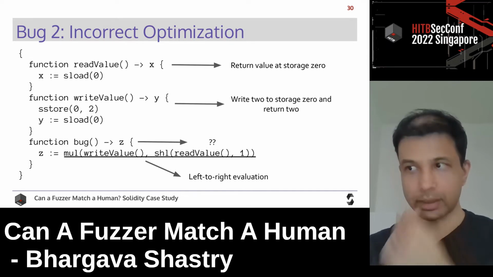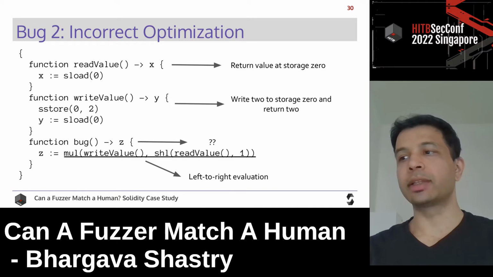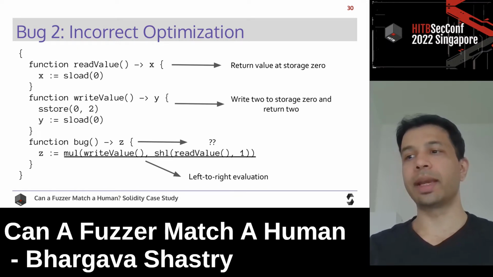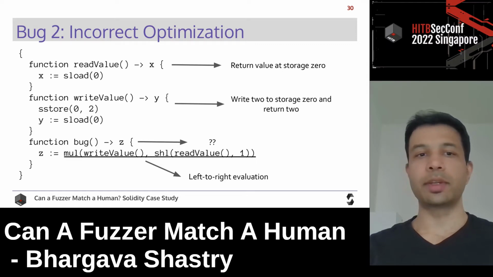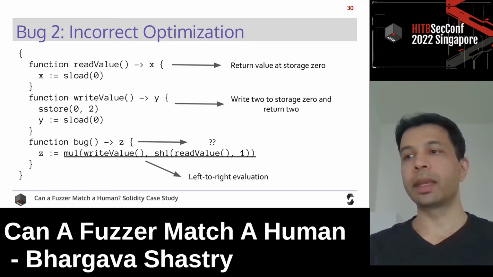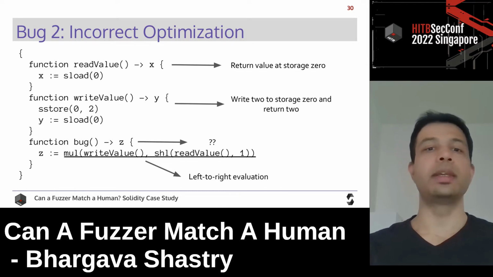Please note that the opcode SHL, that is shift left X Y in Yul, means Y left shifted by X and not the other way around. Another important note is that Yul promises left to right evaluation. That is, expressions are evaluated from left to right. Now the question is, what should the return value of the function bug be? We can work it out together.